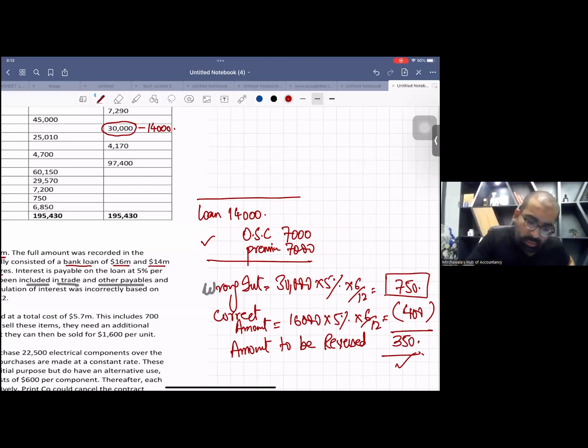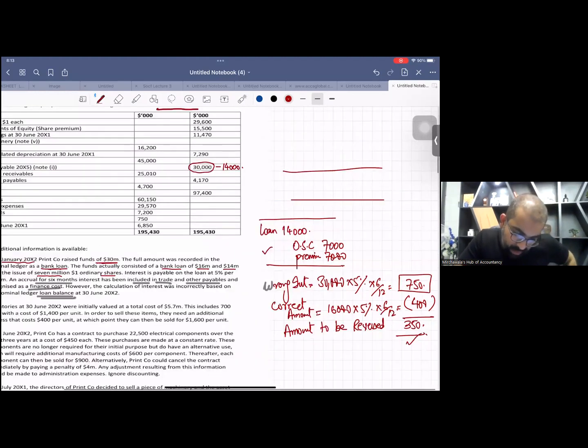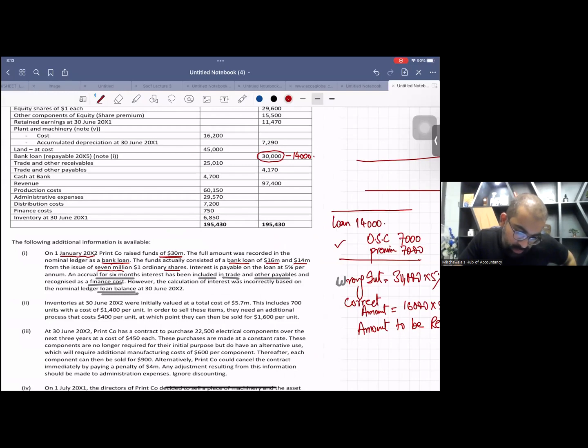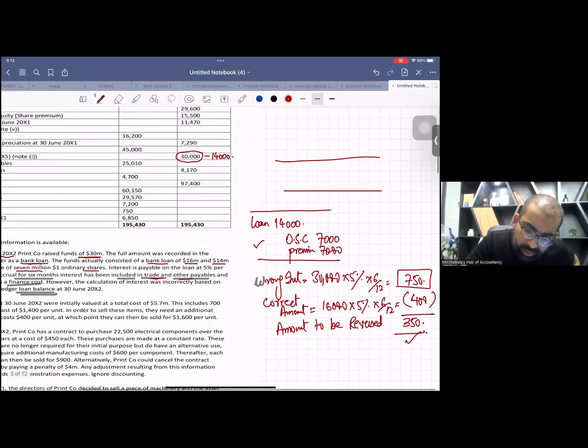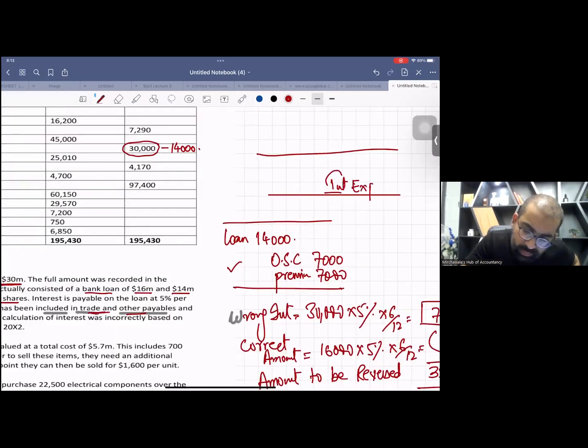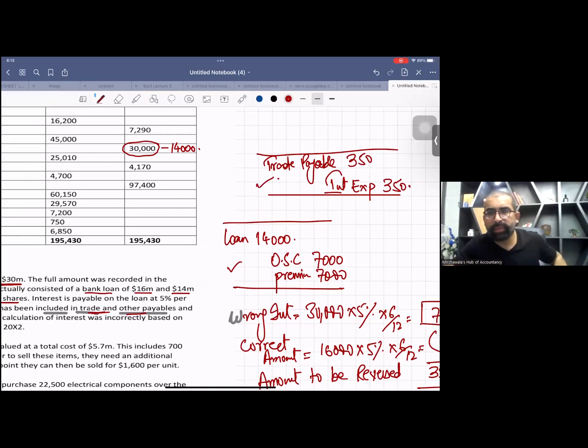Okay. So what should be the reversal entry? See, they are saying that we have booked trade and other payables. Accrued is booked in trade and other payables. So the correcting entry will be, you will credit the interest expense by 350, and you will debit your liability, trade payable or other payable, by 350.